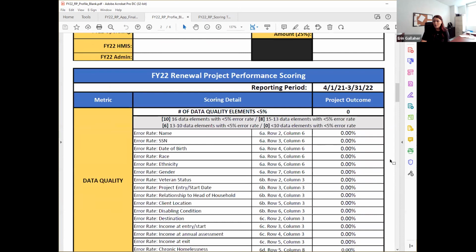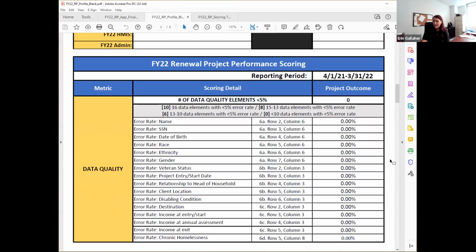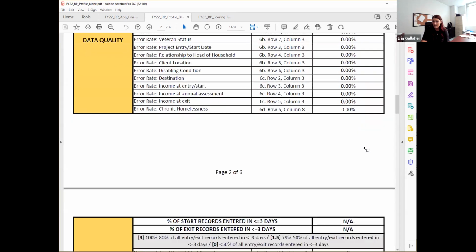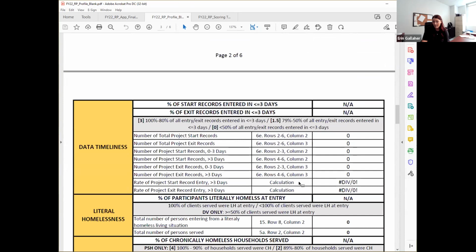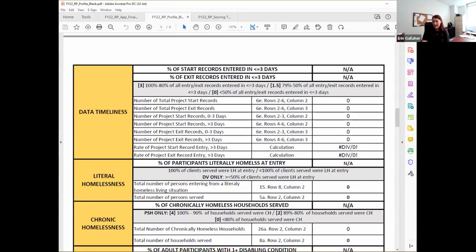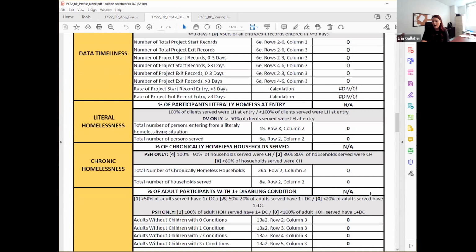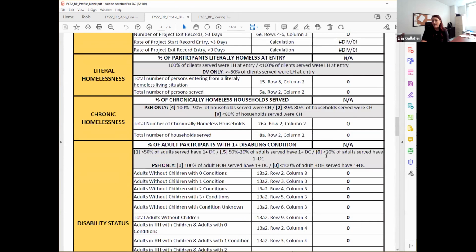And then we get into the actual performance section. So again, this mirrors the QTE pretty significantly, but it also lets you know what the point distributions are. It also is letting you know exactly where on the APR that that data is being pulled from. And as you can see, all of the outcomes right now say NA, but these will be filled in once your guys' data goes in, and it will remain an NA if that metric does not apply to your project type. So for example, if it is a rapid rehousing project profile, chronic homelessness will remain NA because that is not a metric that applies to that project type.